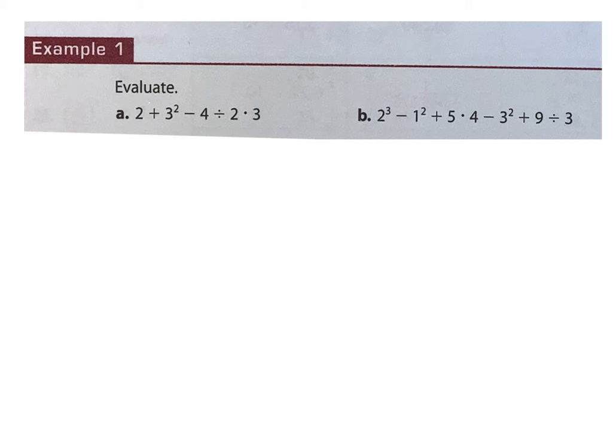So let's look at this first one. What do I do first here? What do I have? I have exponents. So I have an exponent right here, and I'm going to do that one first. I'm going to leave everything else alone except my exponent. So I'll say 2 plus what is 3 squared? 9, thanks. Then negative 4 divided by 2 times 3. All right, so I've done my exponents.